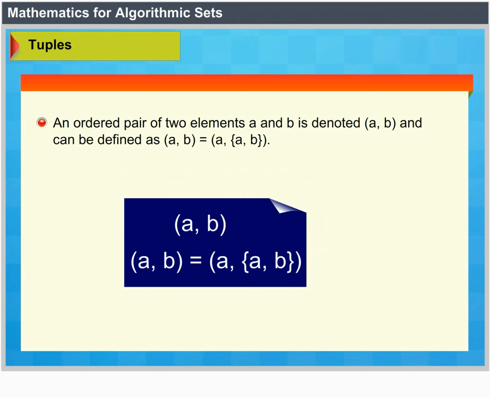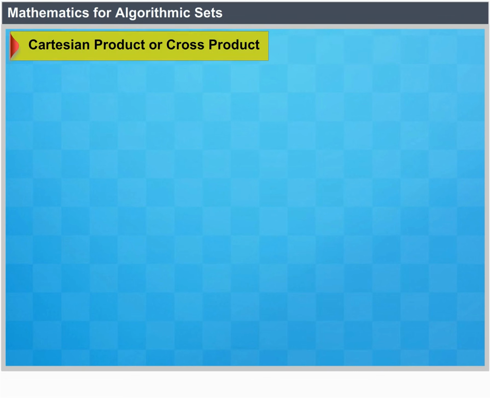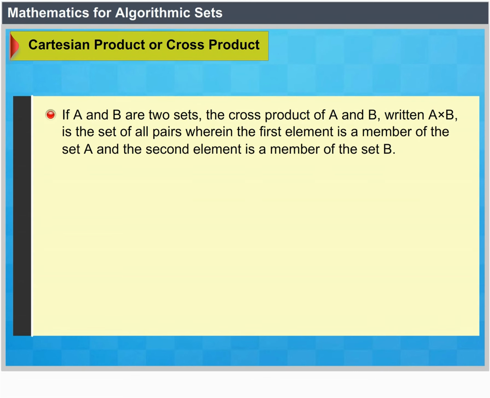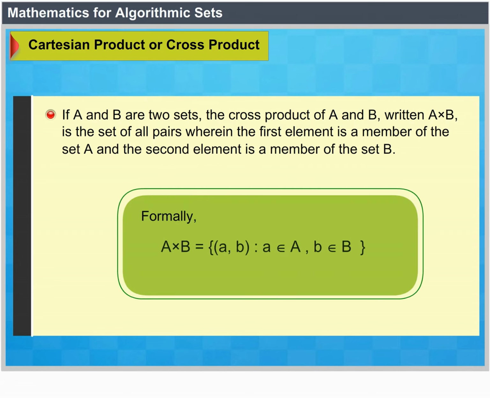Cartesian product or cross product. If A and B are two sets, the cross product of A and B, written A × B, is the set of all pairs wherein the first element is a member of the set A and the second element is a member of the set B. Formally, A × B equals {(a, b) such that a belongs to set A, b belongs to set B}.